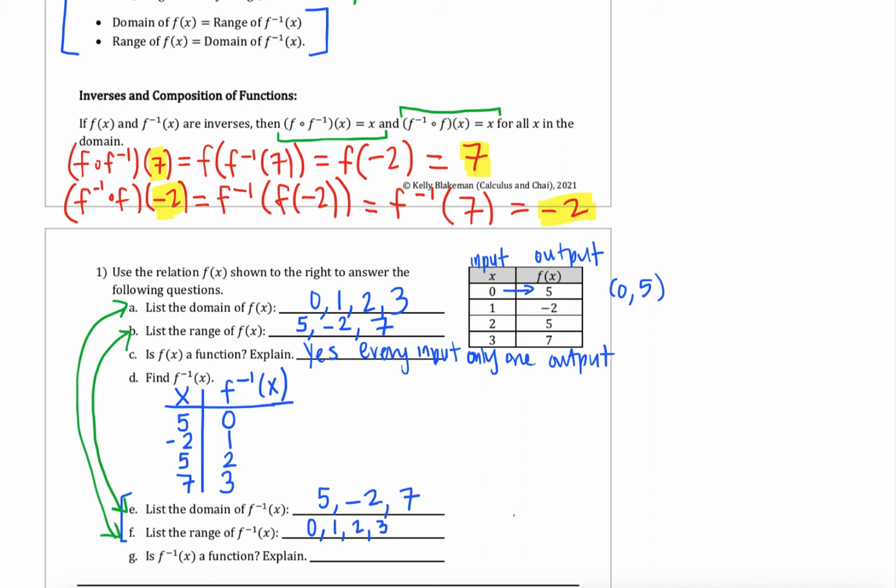Okay, our last question on here for this relation is f inverse going to be a function? Explain. What do you guys think? Why don't you guys pause the video and determine if f inverse is going to be a function?